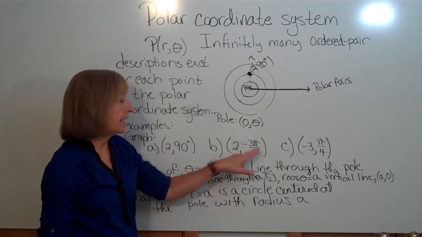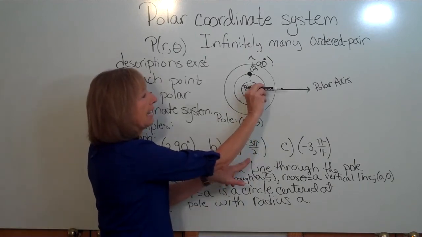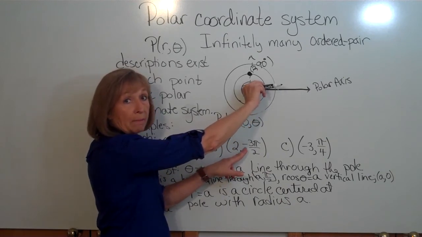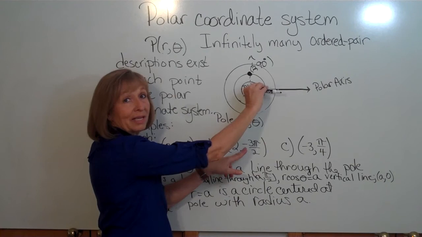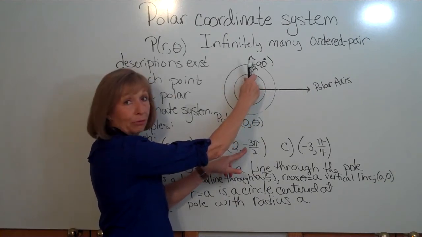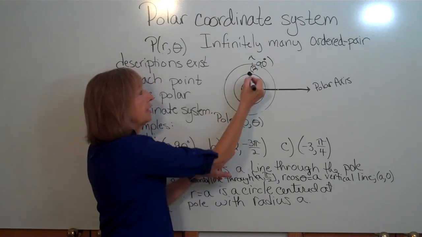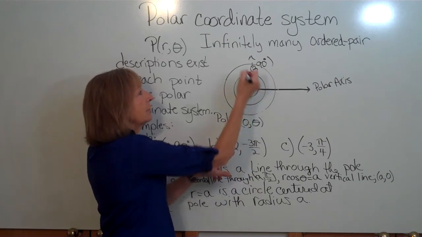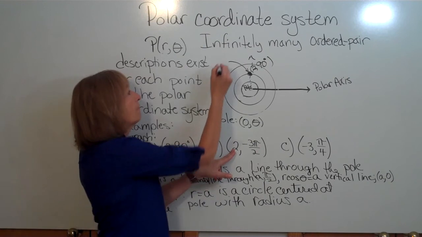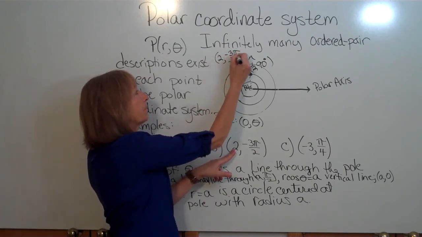It's 2, negative 3 pi over 2. So I'm looking at facing the polar axis. I'm going to go down and around 3 pi over 2. So here's negative pi over 2, negative pi, negative 3 pi over 2, and then I'm supposed to walk 2 steps in the direction I'm facing. So I actually get the exact same plotted point for this 2, negative 3 pi over 2.